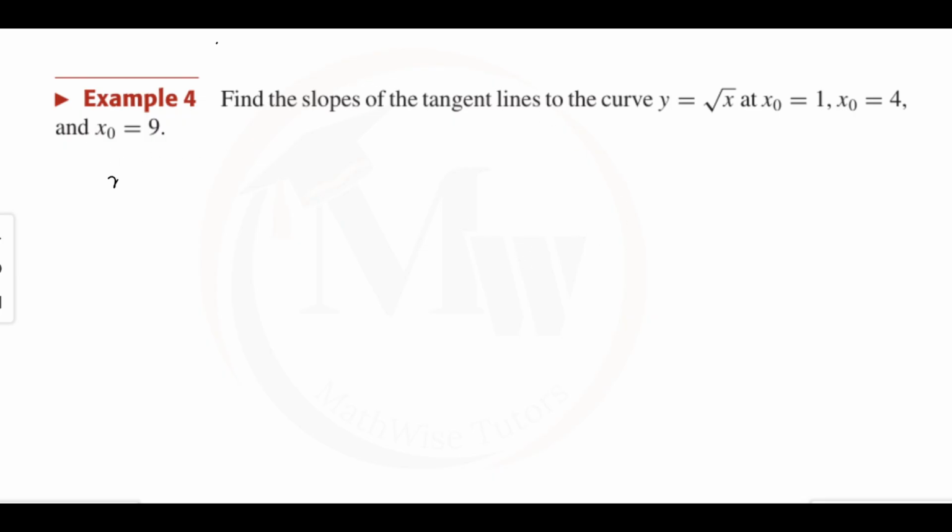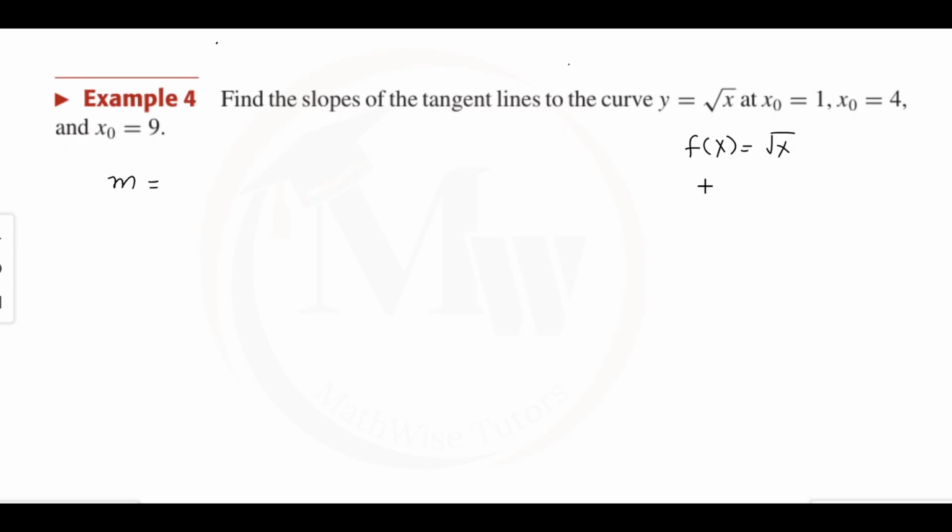So to find the slope, we need the x naught and f of x naught, right? So if x naught is this one, how can we find f of x naught? So f of x is actually y, and f of x is square root of x. So we use x naught is 1, x naught is 4, x naught is 9. It means there are 3 questions: find the slope when x naught is 1, for the same curve, then x naught is 4, and the same for x naught is 9. So you do one by one.